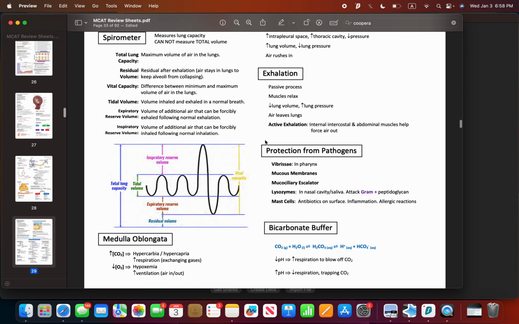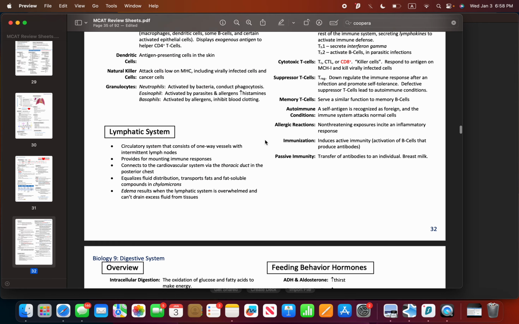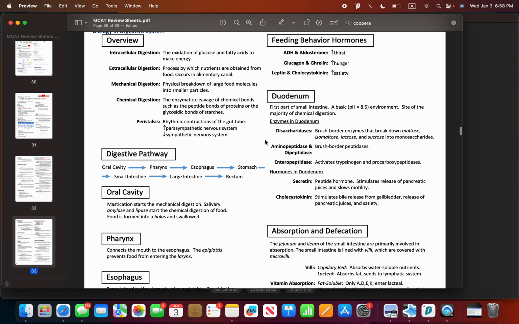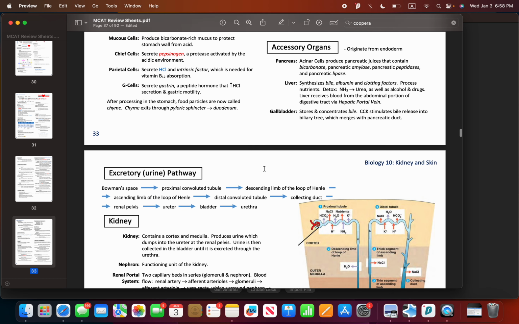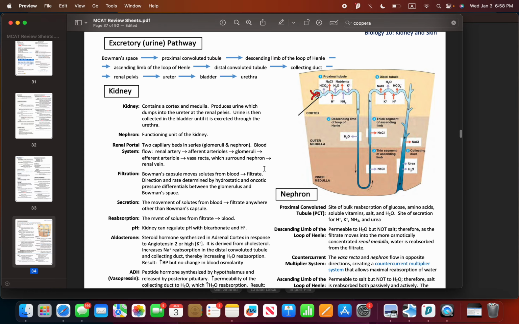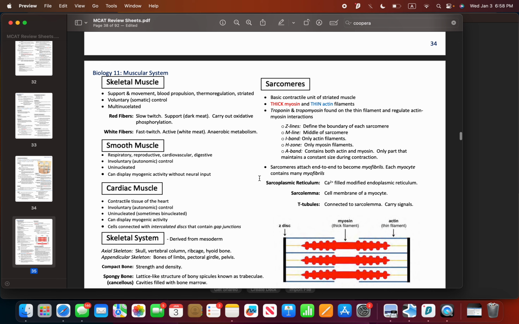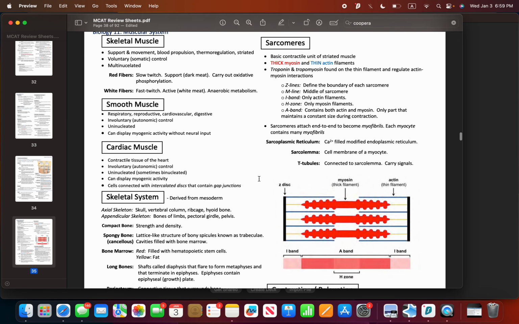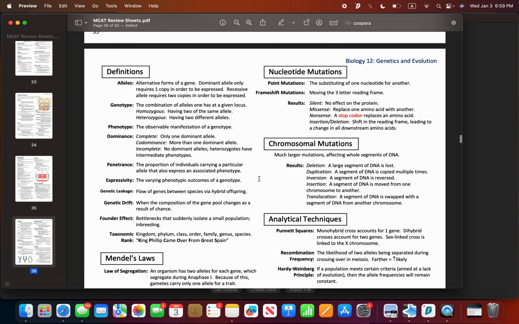But for now, we can continue with the immune system, we have the digestive system, we have the kidneys and the skin, we have the muscular system, and the last one for the biology is the genetics and evolution.